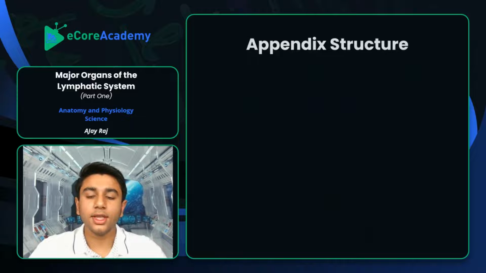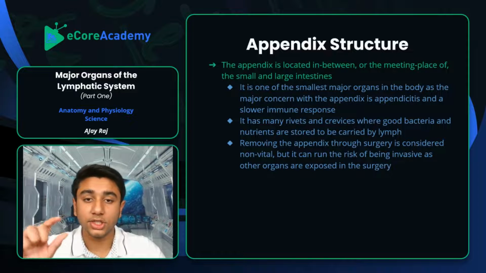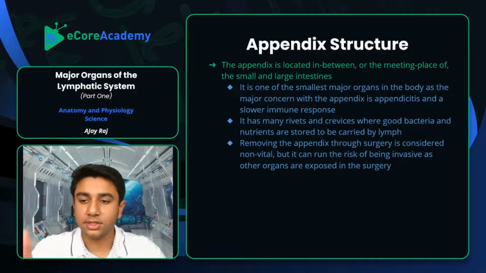All right, moving on to the appendix structure. So the appendix is located in between, or the meeting place of, the large and small intestine. So it's located in that junction where the small and large intestines meet together. And it is one of the smallest organs in the body, as I said, and a major concern with the appendix is appendicitis and a slower immune response.